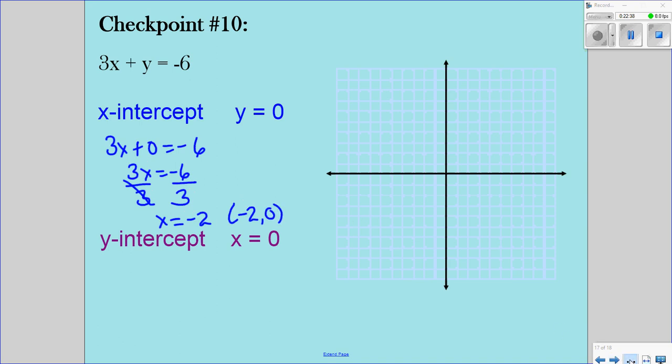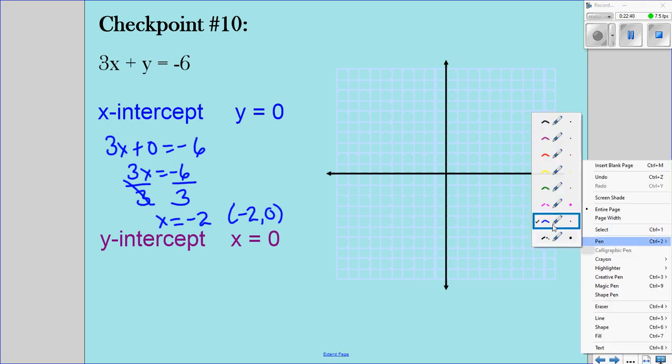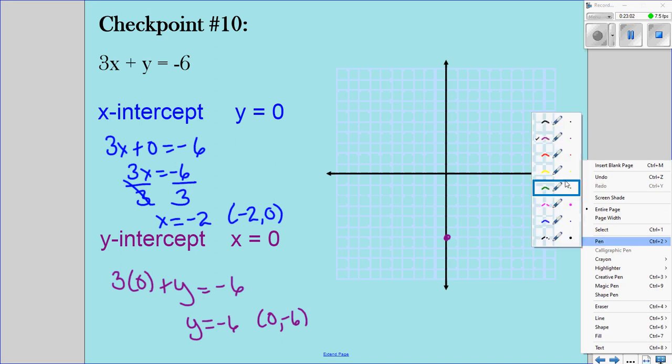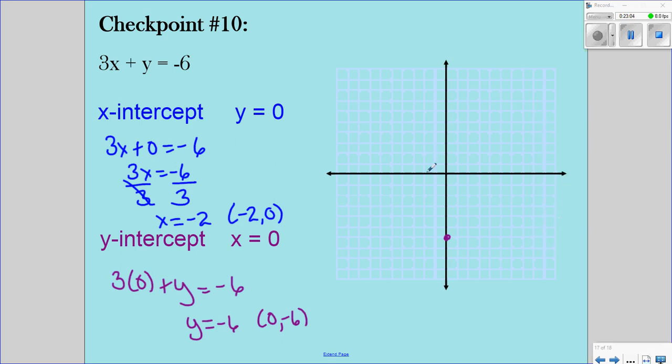And then for your y-intercept, you're going to plug in 0 for x. So you got 3 times 0 plus y equals negative 6. So then y will equal negative 6. And your coordinates will be 0, negative 6. So you got 0, 1, 2, 3, 4, 5, 6 for your y-intercept, and then your x-intercept will be negative 2, 0. You do your line.